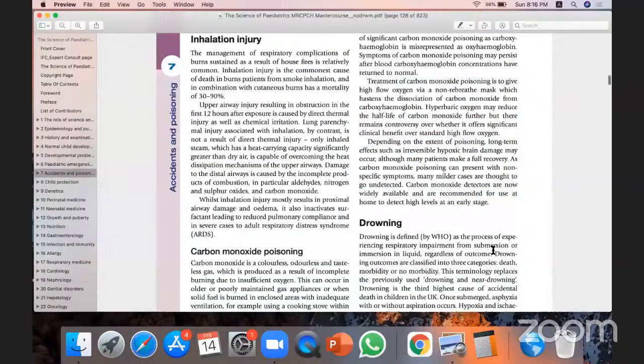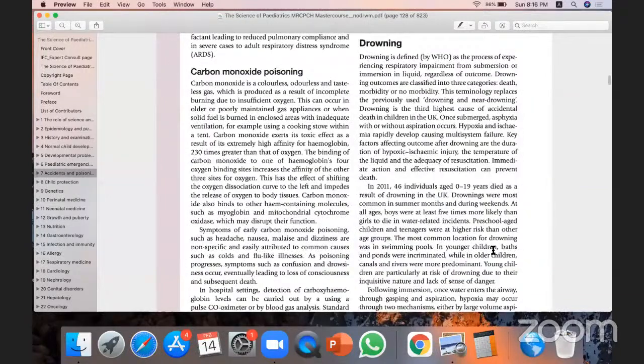Then drowning. Come to drowning. Drowning is another important accident in pediatrics. Remember that previously it was called near drowning or submersion. Now it is changed. Now there is no near drowning.